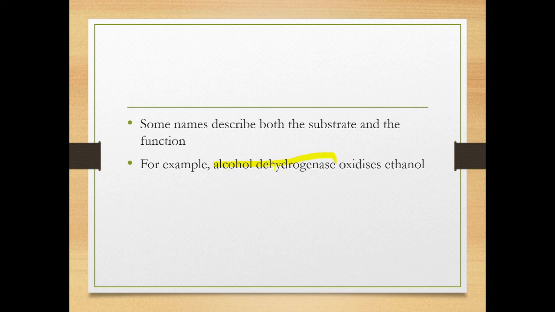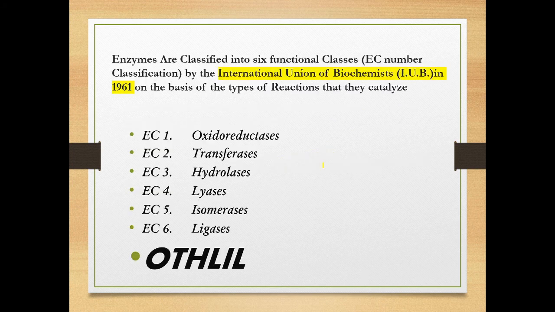For example, alcohol dehydrogenase oxidizes ethanol. Ethanol is an alcohol. So what is the substrate? Substrate is alcohol. And what is the function? Function is dehydrogenase, removal of hydrogen atoms. So both substrate and function are involved in it. Alcohol is the substrate, dehydrogenase is the function.